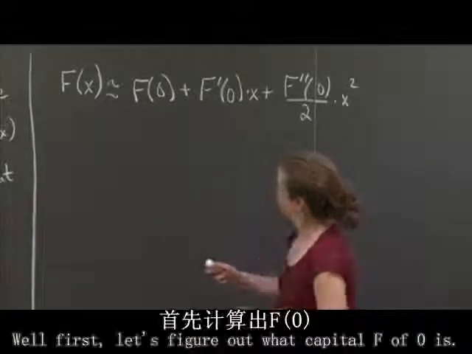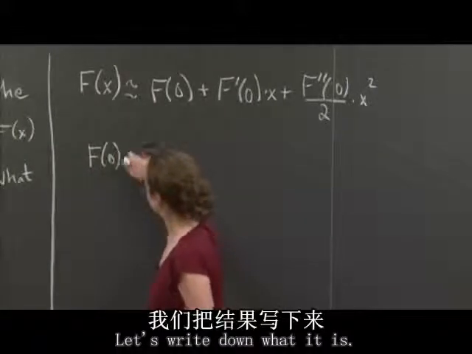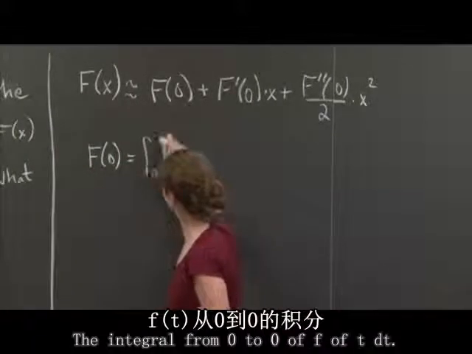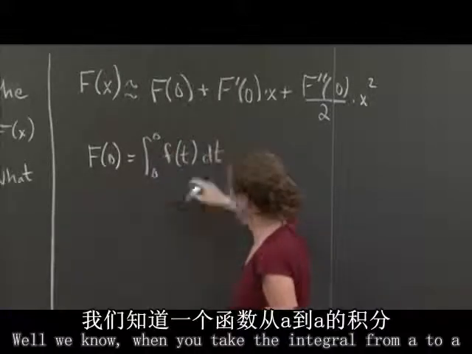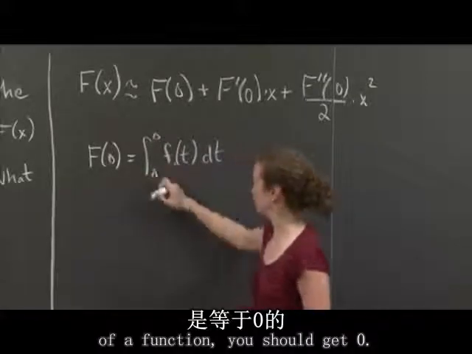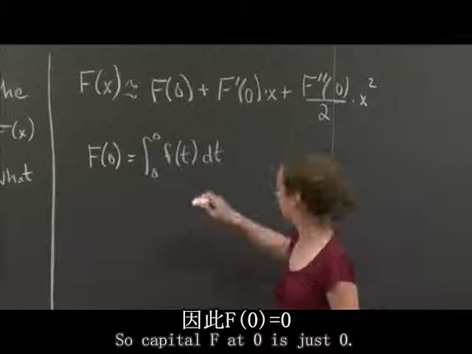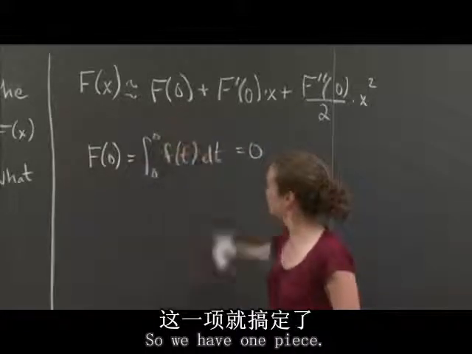So let's see. First, let's figure out what capital F of 0 is. Let's write down what it is. The integral from 0 to 0 of f of t dt. Well, we know when you take the integral from a to a of a function, you should get 0. So capital F at 0 is just 0. So we have one piece.